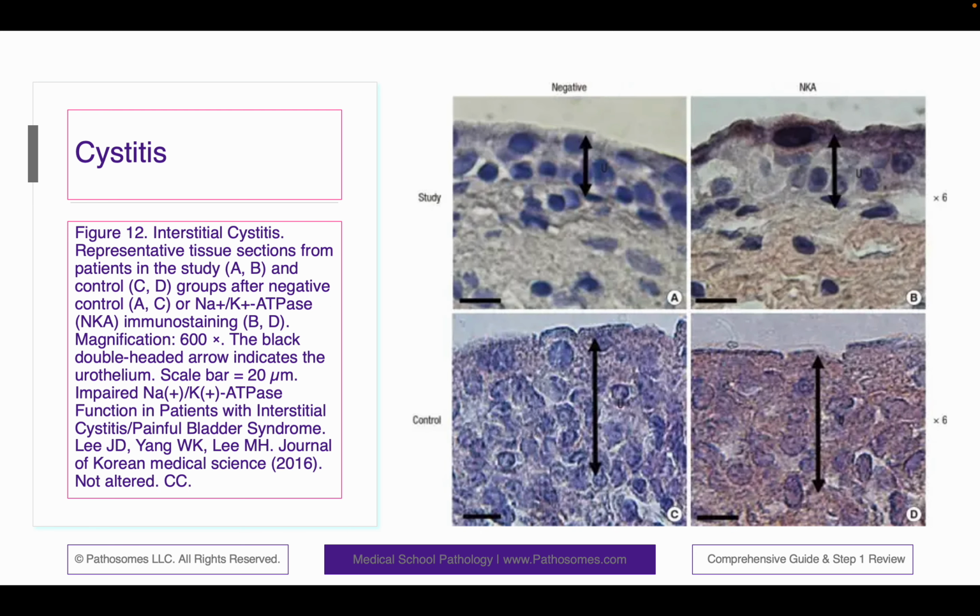And here we have representative tissue sections from a patient in a study, A and B, and control in C and D, after a sodium potassium ATPase immunostaining. The black double-headed arrow indicates the urothelium.